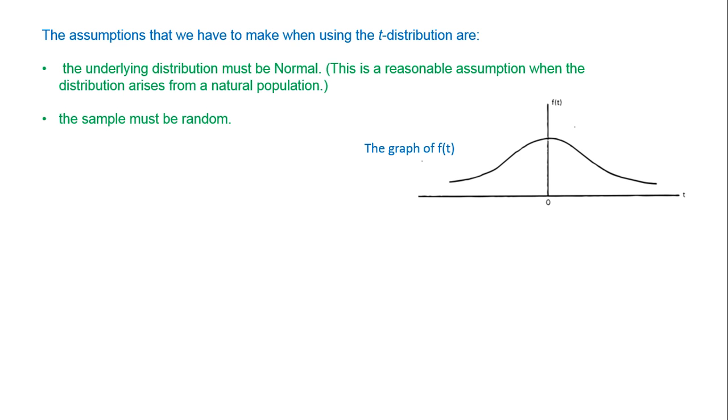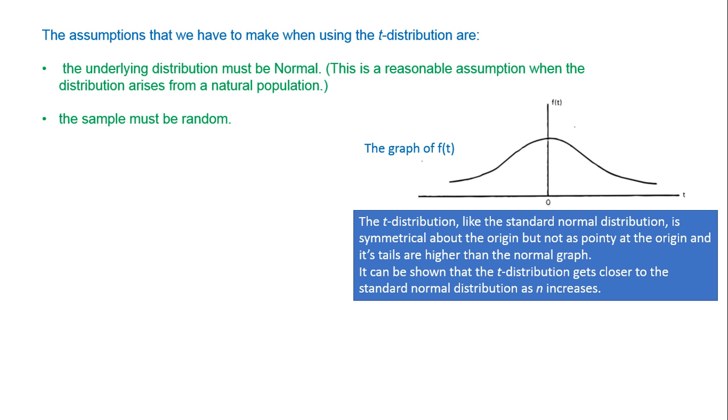And this is the graph of a t distribution with the probability density function above. The t distribution, like the standard normal distribution, is symmetrical about the origin, but not as pointy, and its tails are slightly higher than the normal graph. It can be shown that the t distribution gets closer to the standard normal distribution as n gets larger.